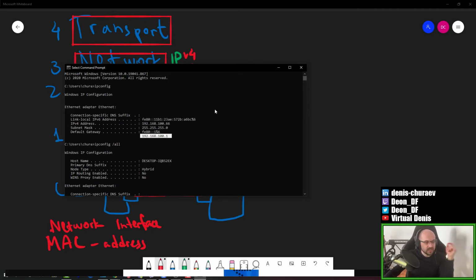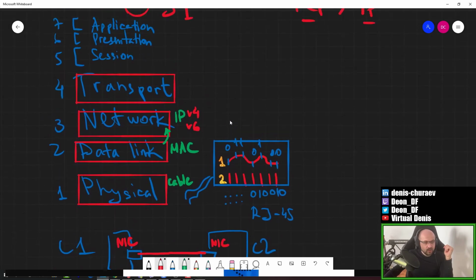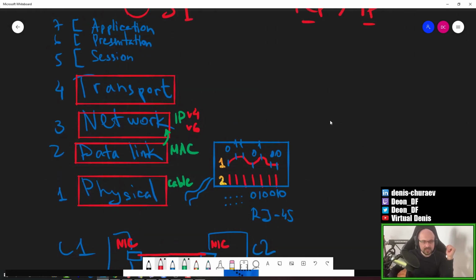Okay, so let's go. We have the IP address assigned on this layer. So now the good question is, how do the MAC address and IP address correlate?